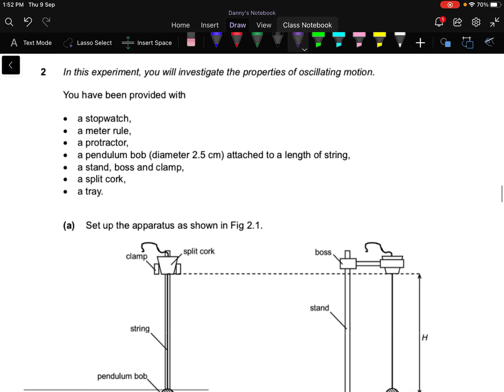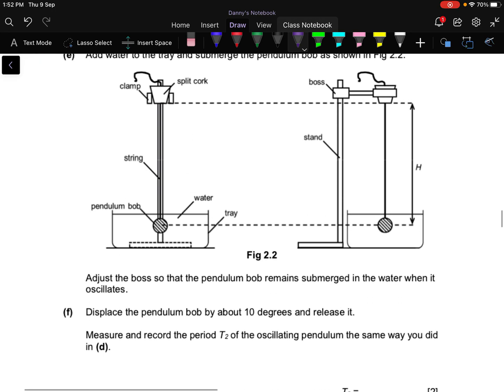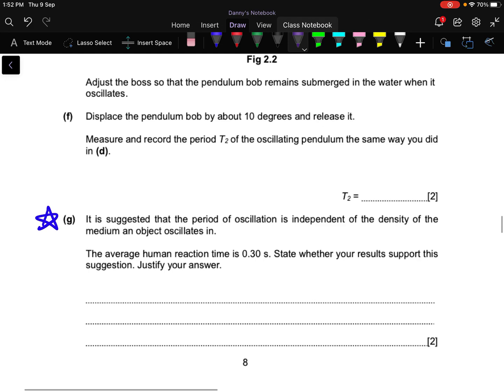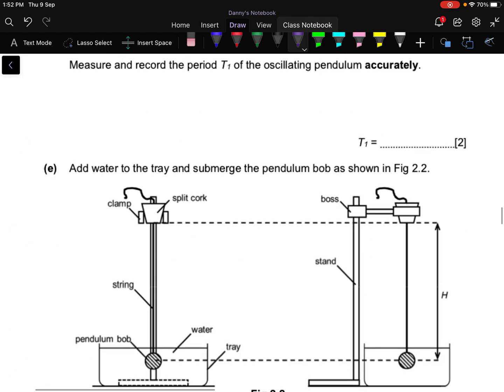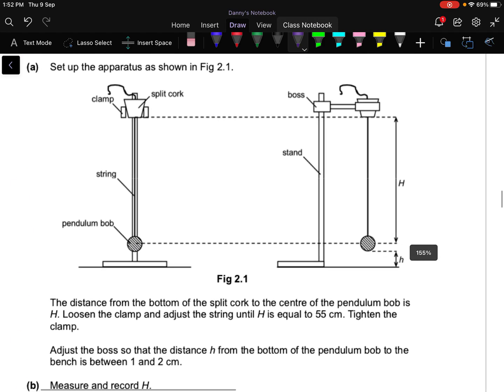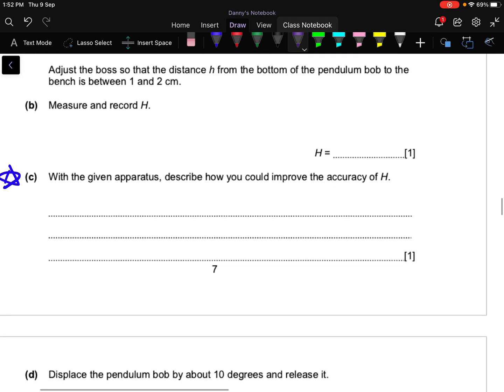For question 2, I think you all did pretty well. So here I would focus on your part G. For your part G, maybe before I go into part G, I will just quickly recap on what you have done. For this particular experiment, you are asked to do a pendulum, and you are supposed to measure the time taken for a few oscillations, and then after that you are supposed to find the period.